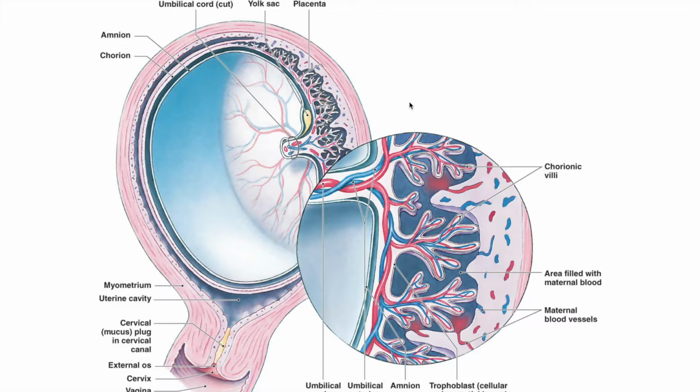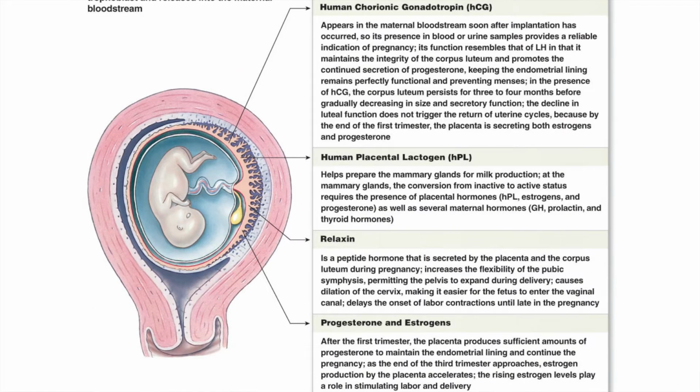The placenta also produces important hormones. First is human chorionic gonadotropin, or HCG. This maintains the corpus luteum and keeps the endometrial lining functional. It is released in the urine and is a good indicator of pregnancy. Next is human placental lactogen, HPL. This prepares the mammary glands for milk production.